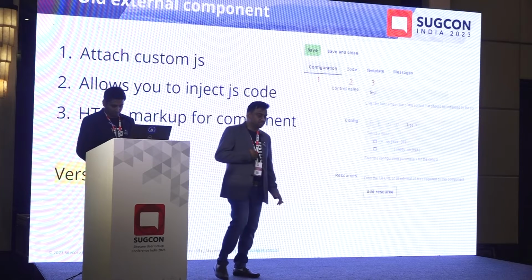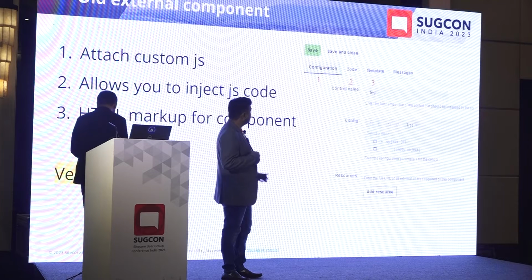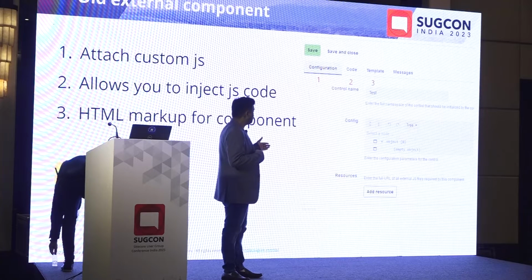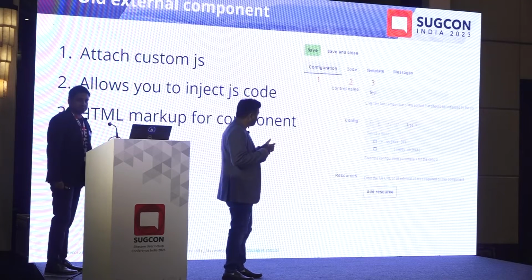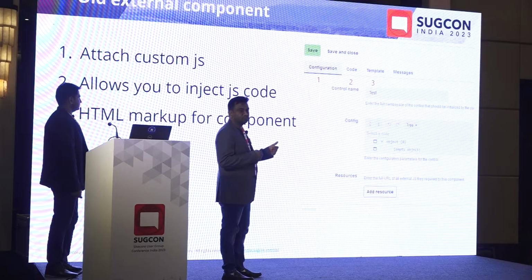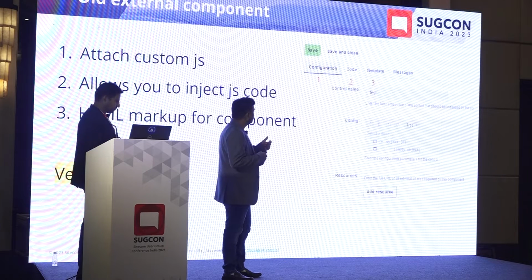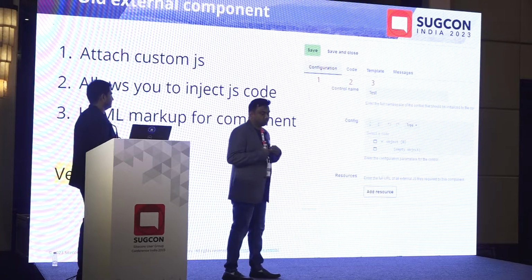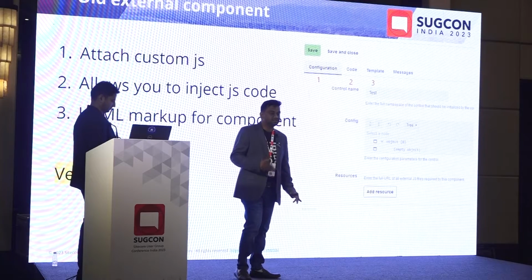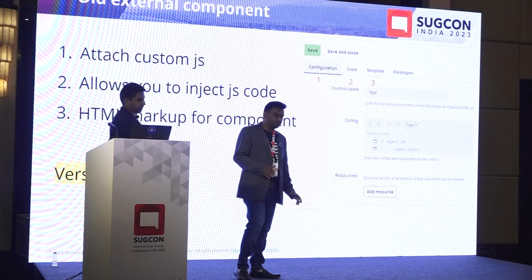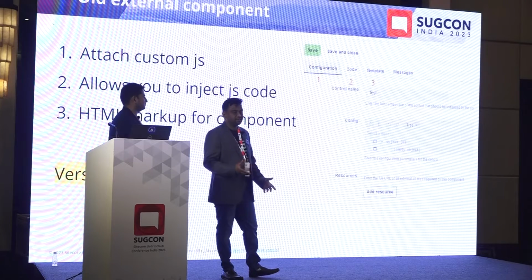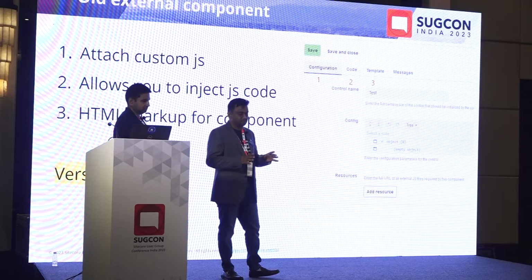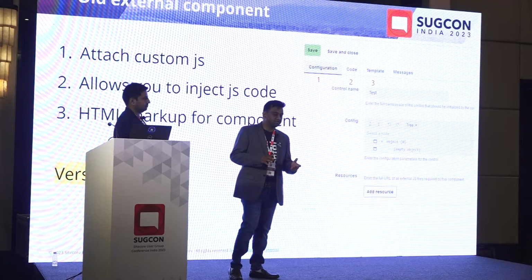So in this screenshot you will be able to see the configuration part, where we have to configure the resource library. If we want to integrate any third party library with our component, then we can configure that part. Also we can provide an input to our component, so that part is also configurable. The second thing is the code. The code section is where we inject our JavaScript code inside the component, which will extend our component capability. And the third part is the template. The template is nothing but an HTML markup, which you use to represent your component on a page. So these are the main configurations for the older external component.